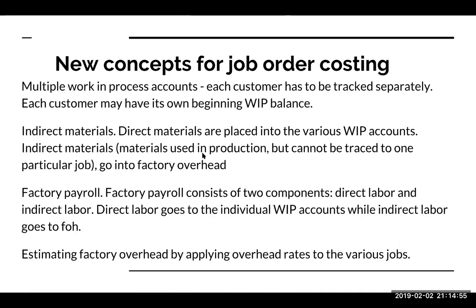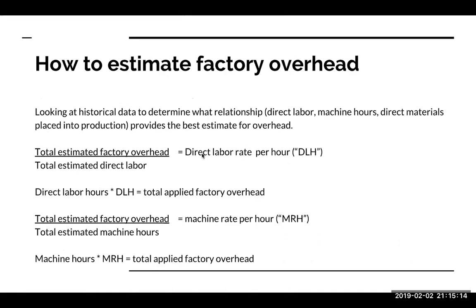What we're going to be doing is estimating our factory overhead and applying it to the various different jobs. What that is going to cause, though, is that at the very end of the period, we're going to be comparing our actual overhead to our applied overhead, and that may create a difference that we'll have to go through and figure out a little bit later. So how can we estimate factory overhead?